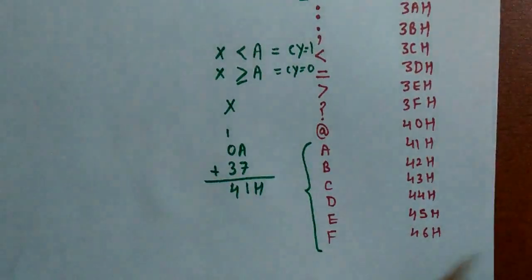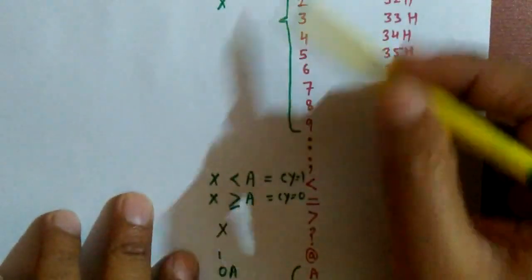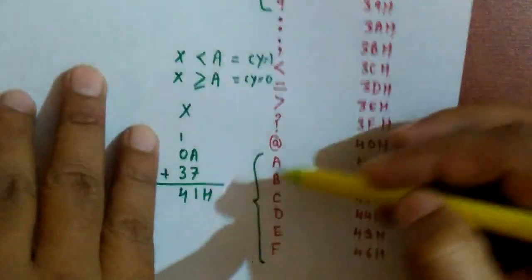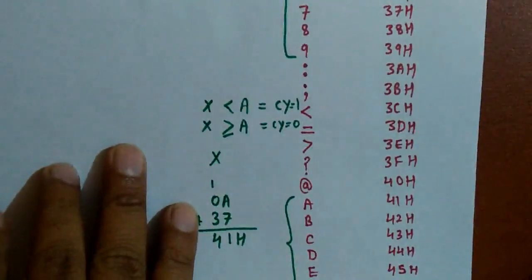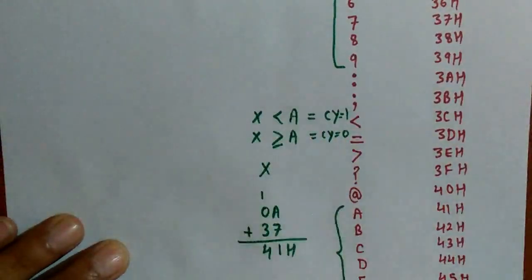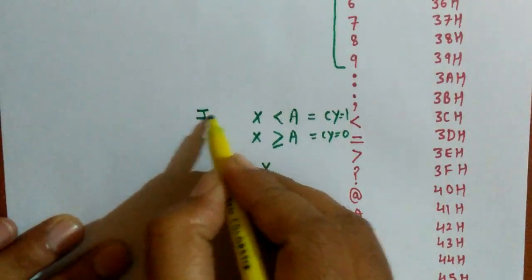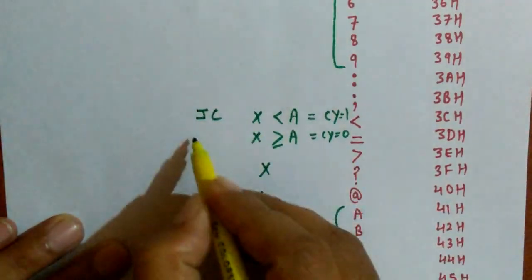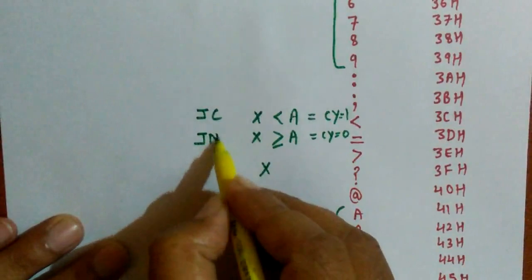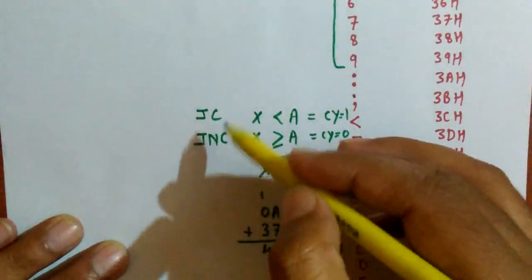That means in order to conclude whether the number falls under this category or that category, we will have to check the carry flag. There are two conditions: one is carry equal to 1 and the second is carry equal to 0. Carry equal to 1 corresponds to the instruction JC, and carry equal to 0 corresponds to the instruction JNC. Now we may use either of these two instructions.